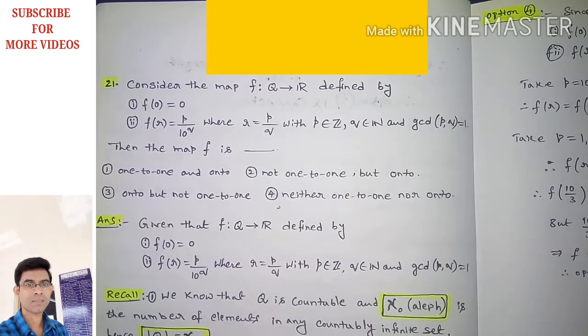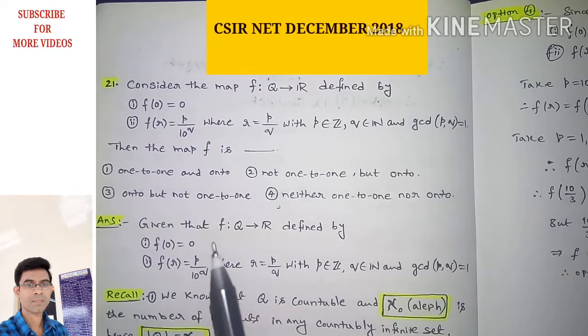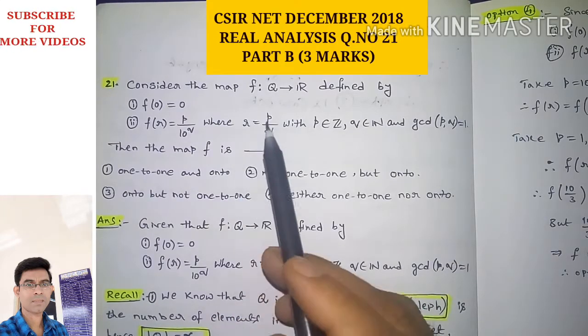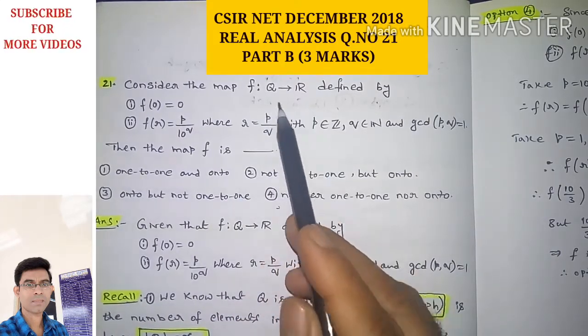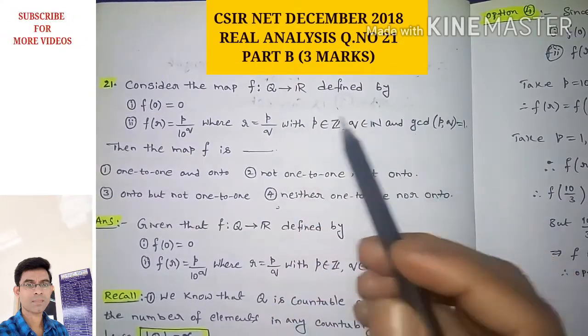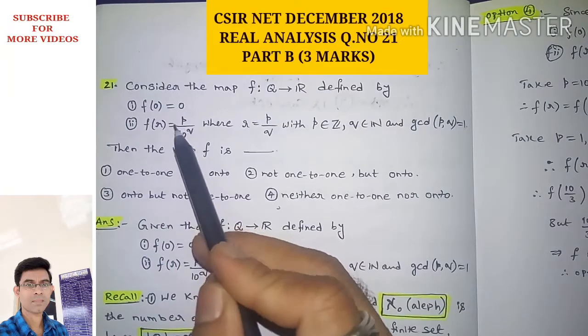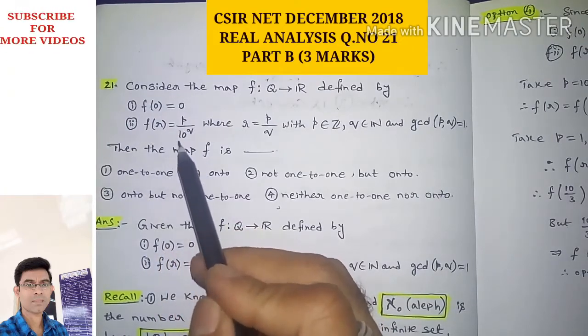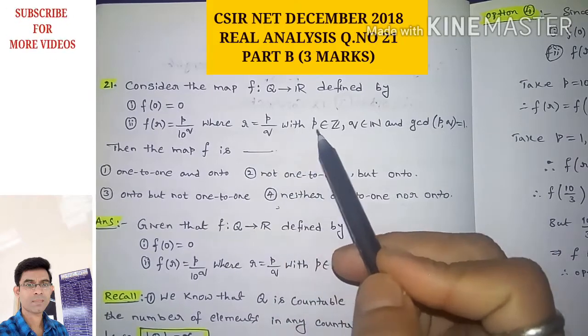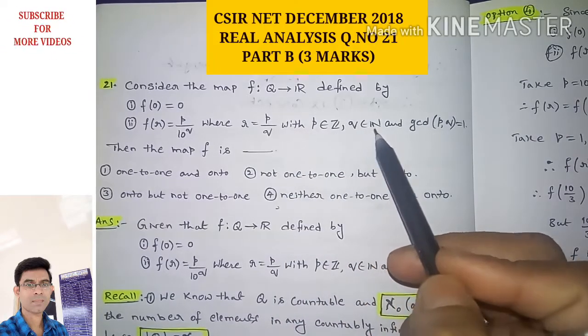Welcome to my channel. In this video, I'm going to discuss CSIR NET December 2018 real analysis question number 21 from part B. And the question is, consider the map f from Q to R, meaning the set of all rational numbers to the set of all real numbers, defined by f of 0 is equal to 0 and f of r is equal to p by 10 to the power q, where r is equal to p by q with p belongs to Z and q belongs to N.